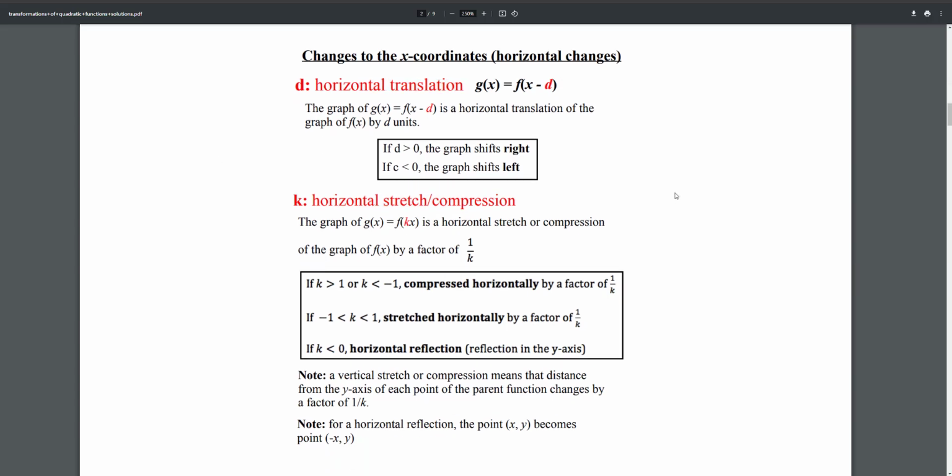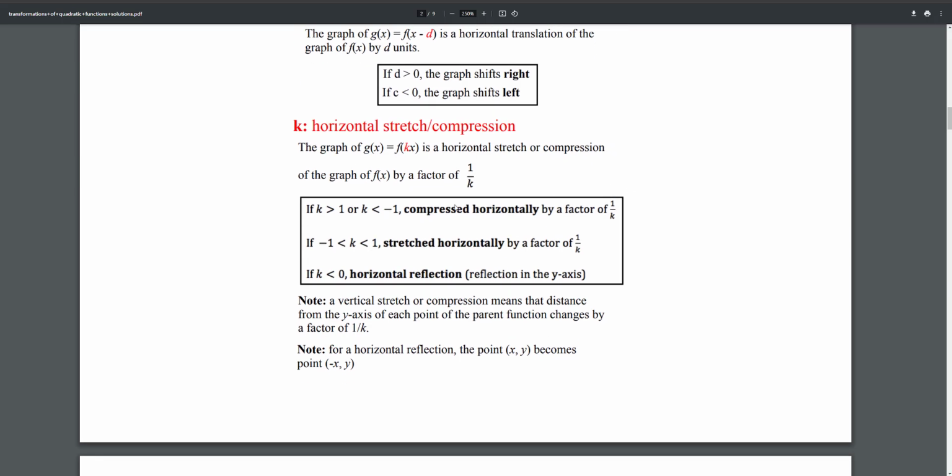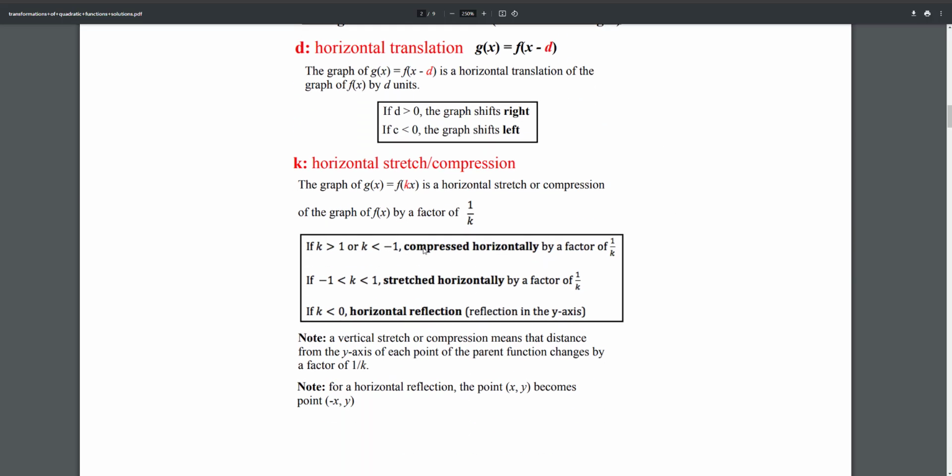K is the most difficult transformation value I've noticed for students to describe and comprehend. So just like A, there are 3 different sections. There is a horizontal compression, a horizontal stretch, and then a horizontal reflection. We're going to do the horizontal reflection first because that's super easy.